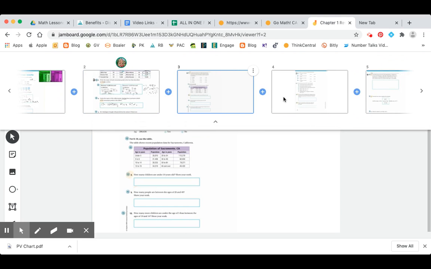Page 3 of my notebook, but it's not page 3 for you. What page are you on right now? You should be on page 41, right? I hope anyway. Okay, we are going to do number 7 and number 8. All right, let's check it out. Read number 7 to yourself.